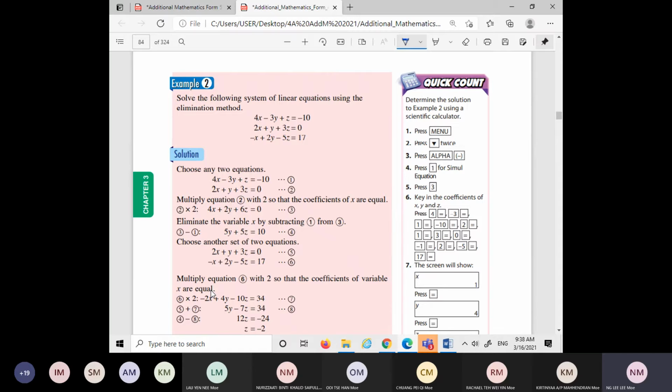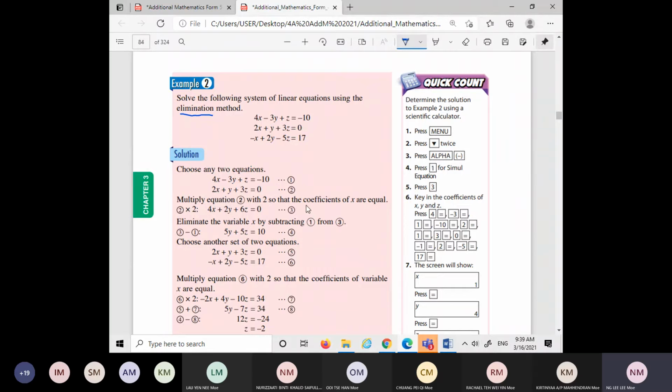We look at this example, the first example. They say use the elimination method. Elimination method means you have to make the coefficients of the variable the same. If not the same, you have to multiply by a number to make them the same. So here, let me see.